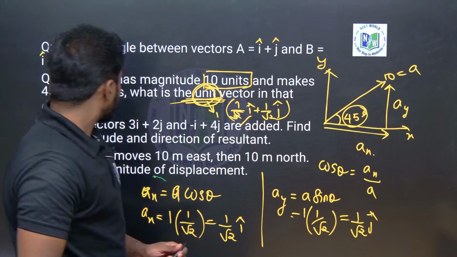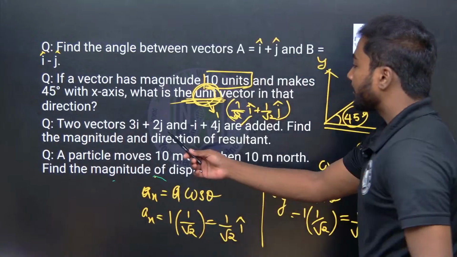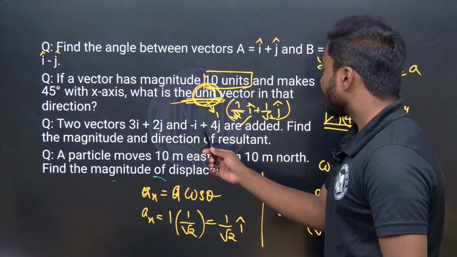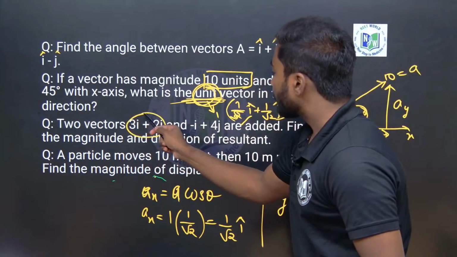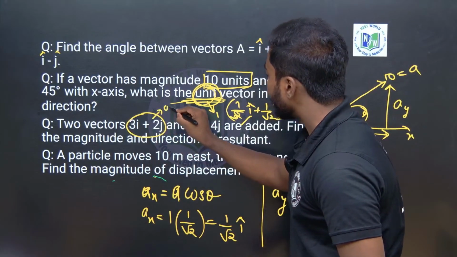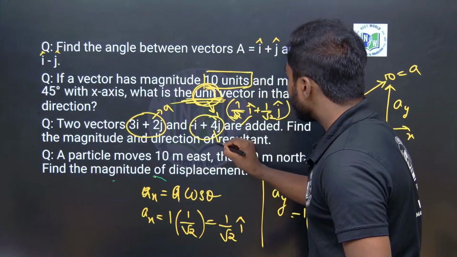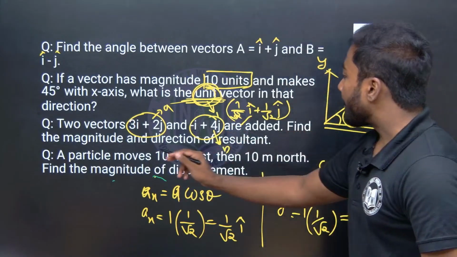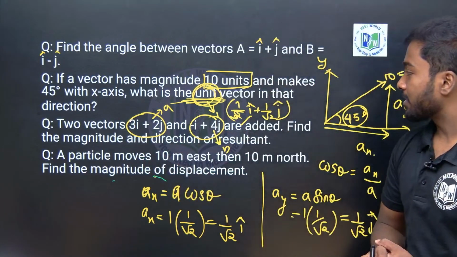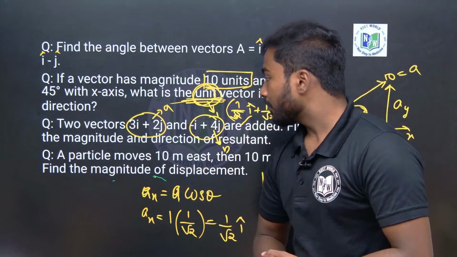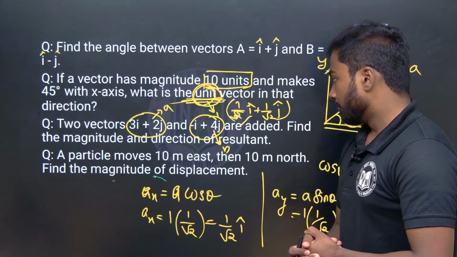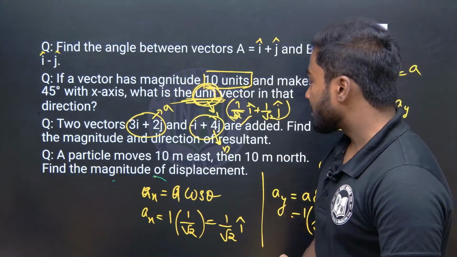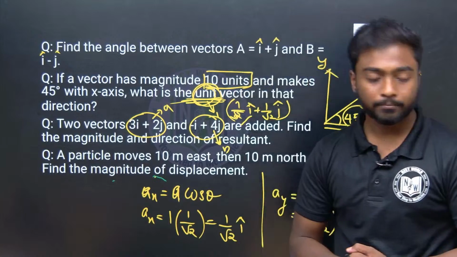Next one: two vectors 3i plus 2j and minus i plus 4j are added. Let me consider this as vector A and this vector as B. Find the magnitude and direction. So do this question and tell me. First you add A plus B, R equals A plus B. Then I need to find the direction and then the magnitude.